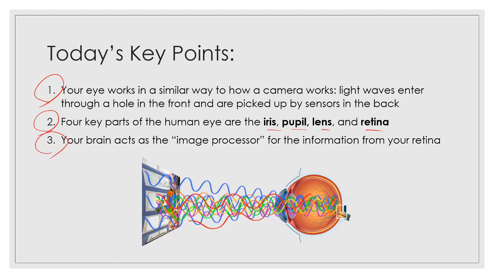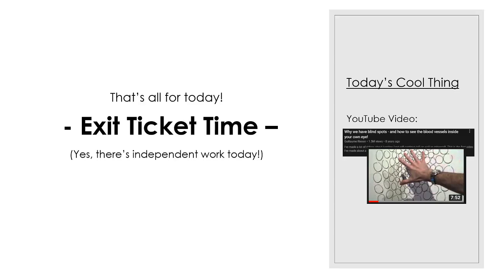Third of all, your brain acts as the image processor, quote unquote, for the information from your retina. So you can only see because your eyeballs and your brain are working together, and your eyeballs send information up to your brain to actually be processed and turned into an image. That's what you needed to take away from today's lesson.